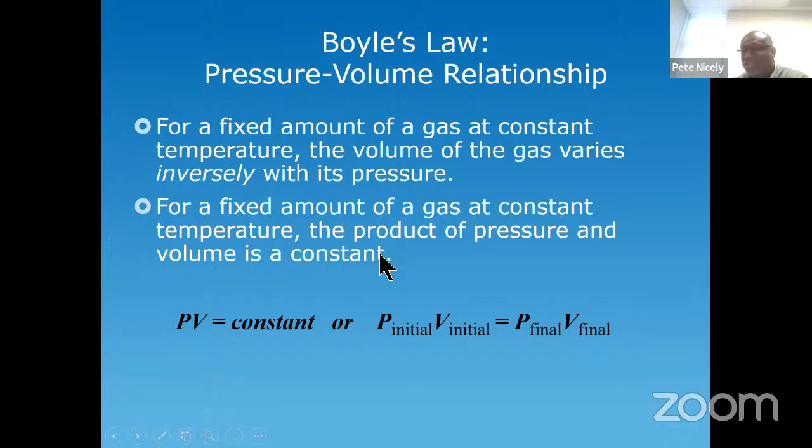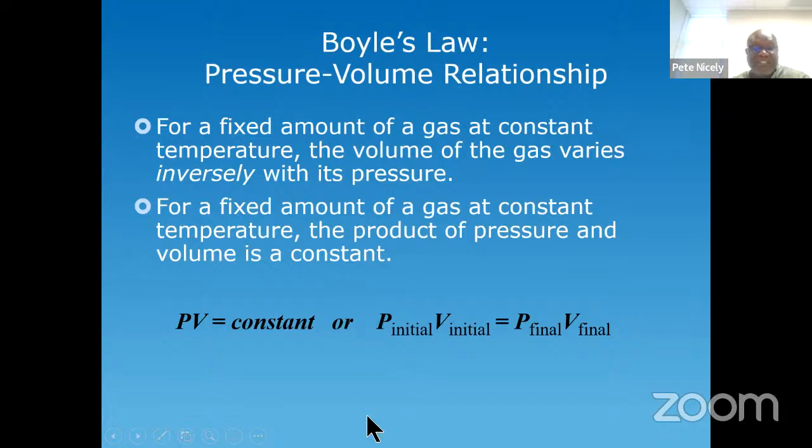Okay, so this is what the law says in words. For a fixed amount of gas at a constant temperature, the volume of the gas varies inversely with its pressure. All right. So that's one way of stating it. Another way of stating it is that for a fixed amount of gas at a constant temperature, the product of the pressure and the volume is constant. All right. So basically, those are two ways of stating Boyle's law.